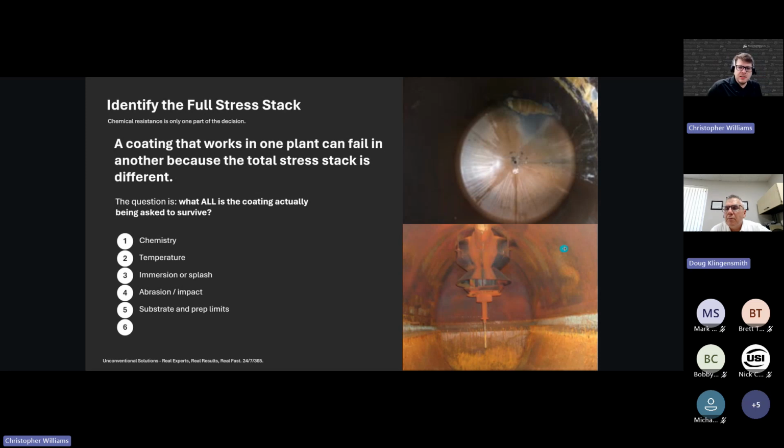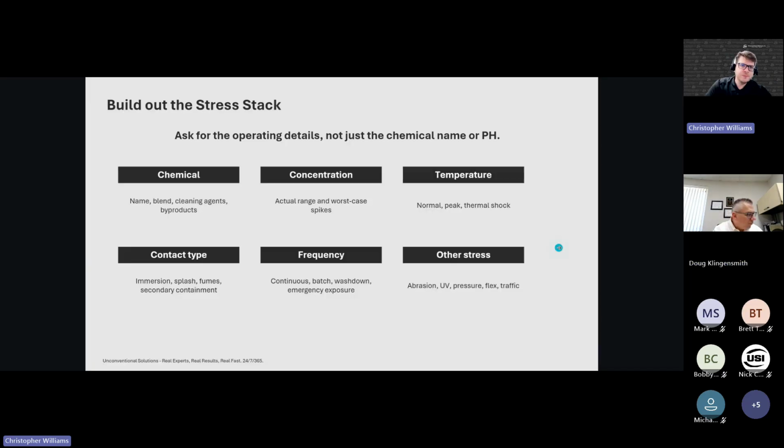And the last one, of course, is downtime and your cure window. How long can you take the asset out of service, and how long is it going to take for it to go back into service? So you want to build out your stress stack.